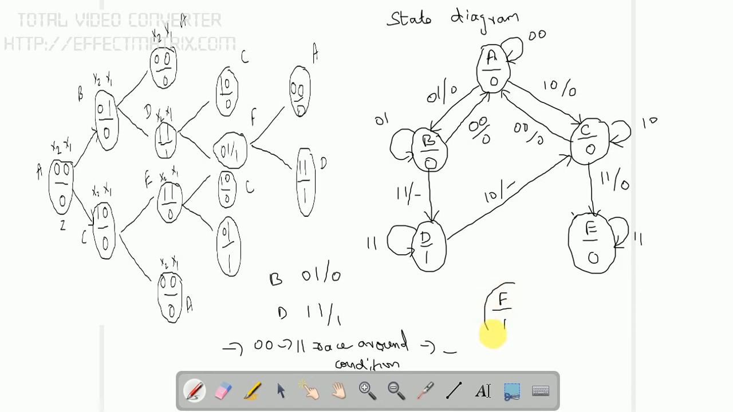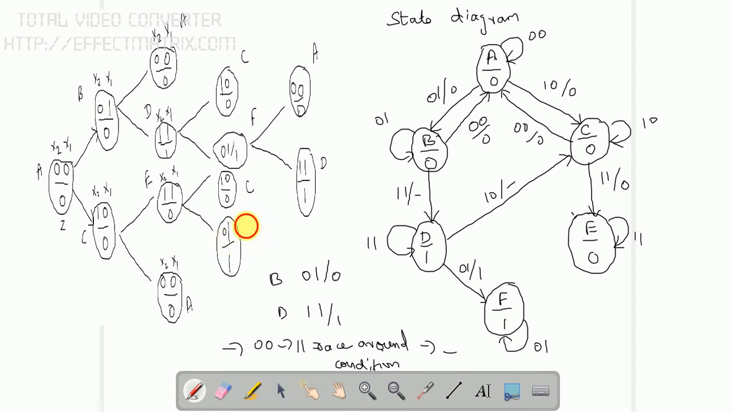So I'm going to encircle it, and the input of F is 0 1. So D to F, from 1 1 to 0 1, so I'm writing it as 0 1. The output is the same in D and F, so that is 1. Next, from E to C and E to F.